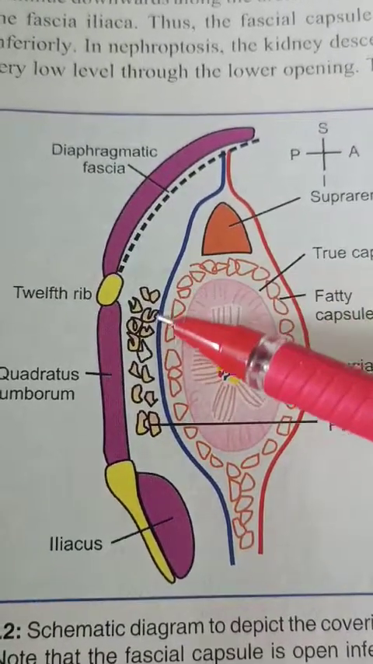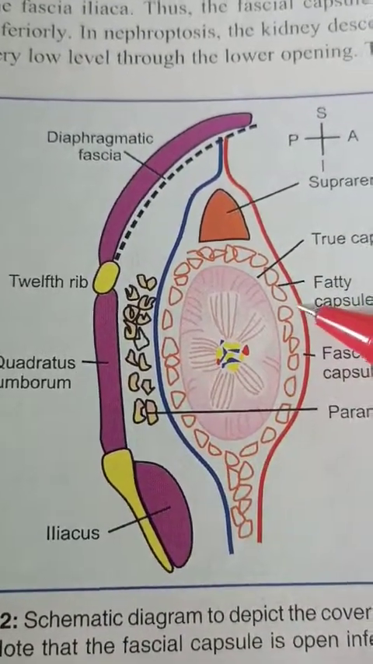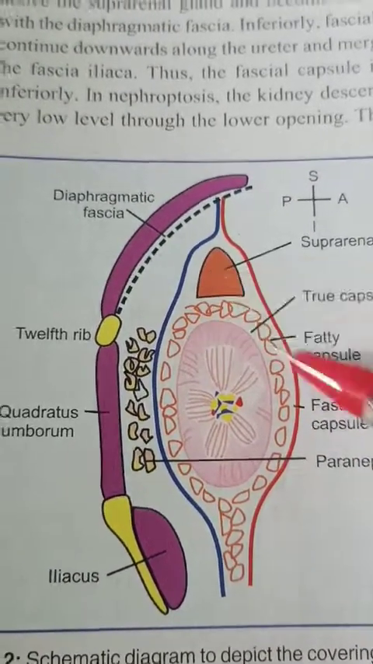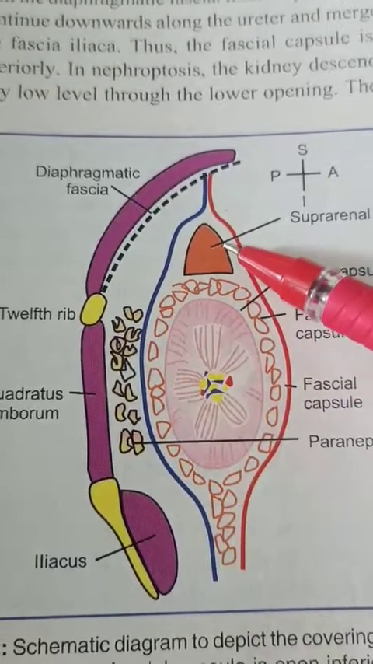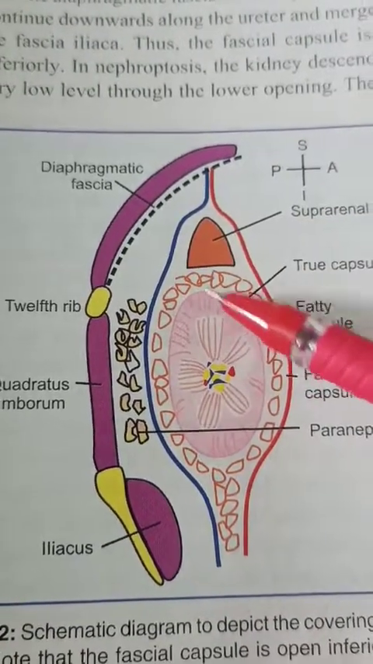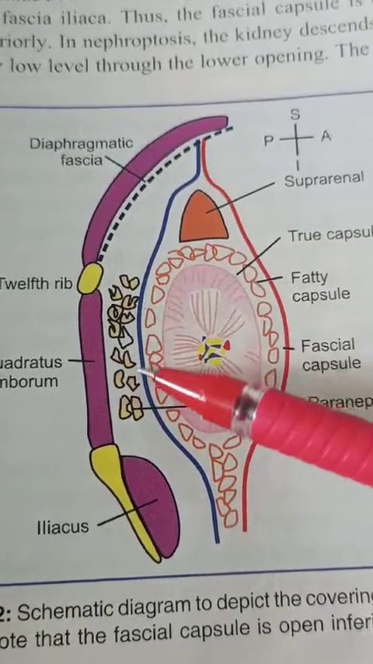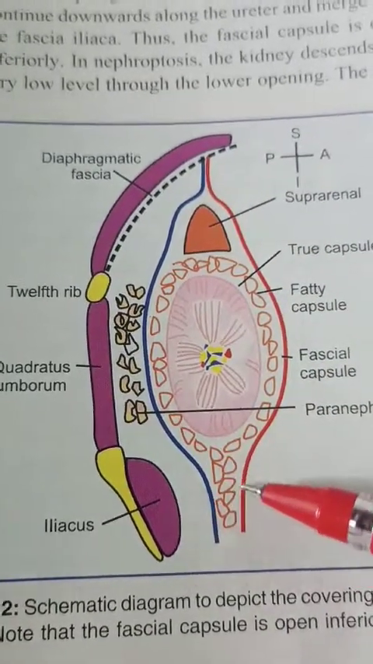This is known as renal fascia, this blue and red color. Here we can see the suprarenal gland. So this renal fascia also covers the suprarenal gland along with the kidney. So this is the third covering, that is renal fascia.